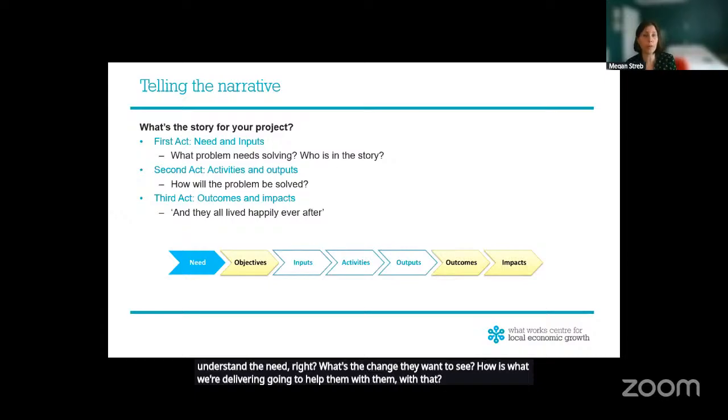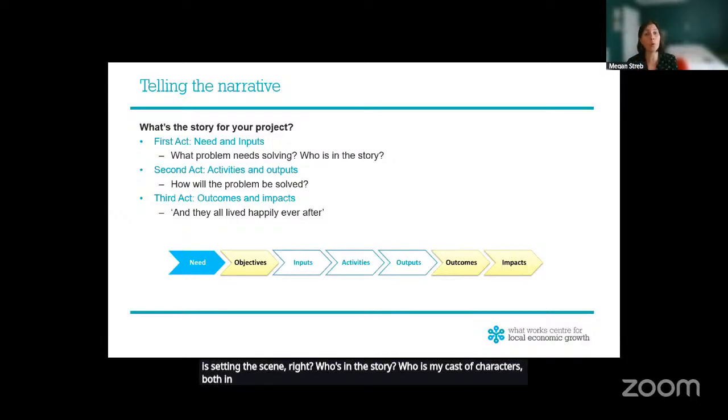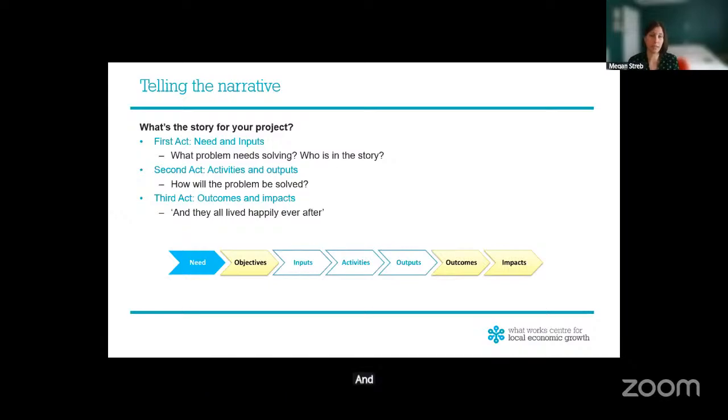And I think it can often be useful to think in terms of 3 acts. So the first act is setting the scene, right? Who's in the story? Who is my cast of characters, both in terms of the beneficiaries, but also in terms of the inputs, the staff and partners who are going to be involved in it? And what is the problem that needs solving? Why do we need to intervene in this?